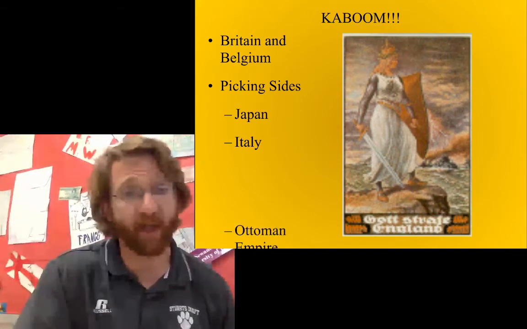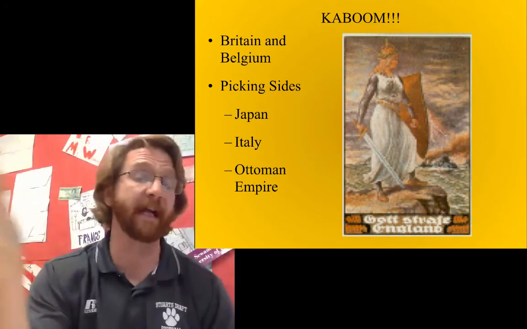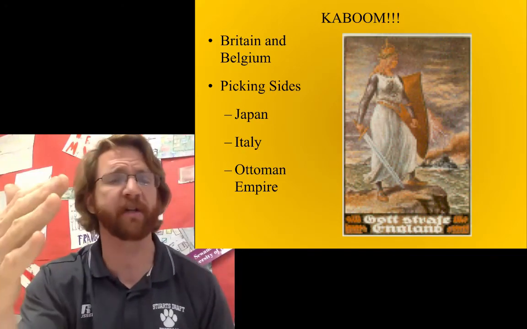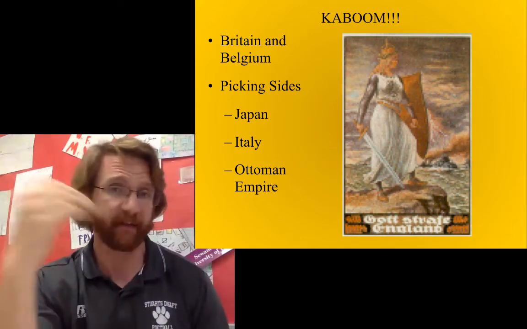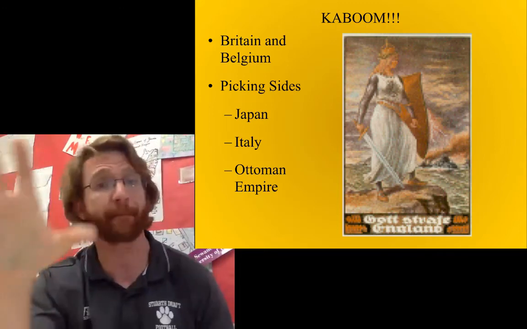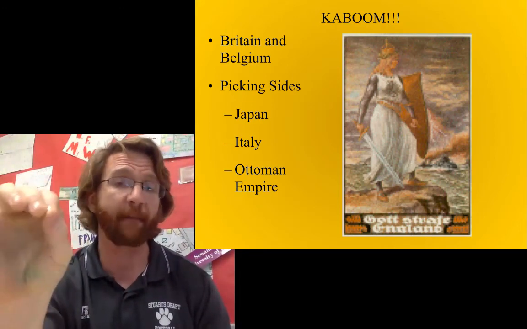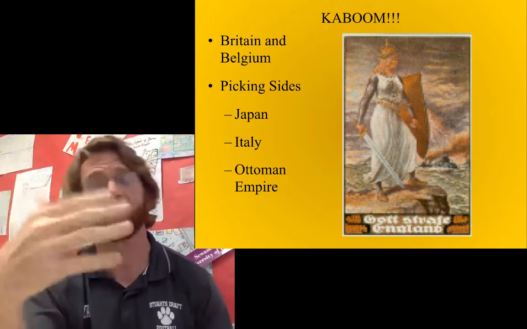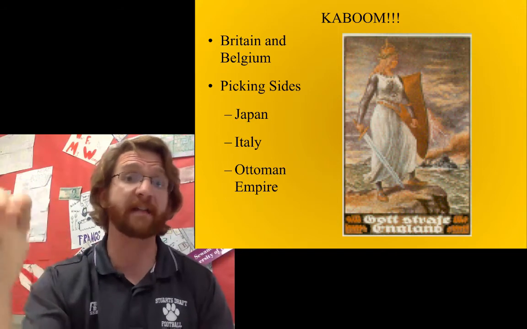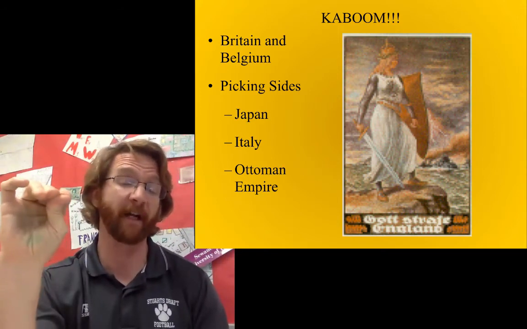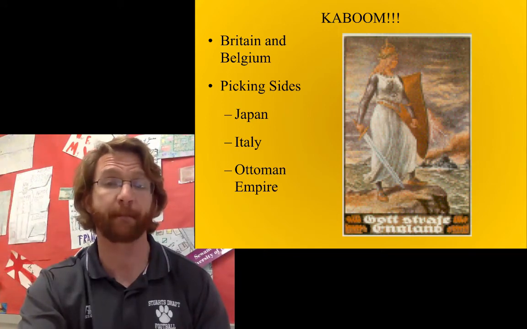But wait, another country enters in. The Ottoman Empire begins entering into war pretty much as soon as it starts. But they don't actually formally declare war until 1914. Now, here's why the Ottoman Empire enters the war. The Ottoman Empire, if you'll remember, had lost a lot of ground to independence movements in Greece, to Austria-Hungary, and to other countries forming independent nations in the Balkan Peninsula.